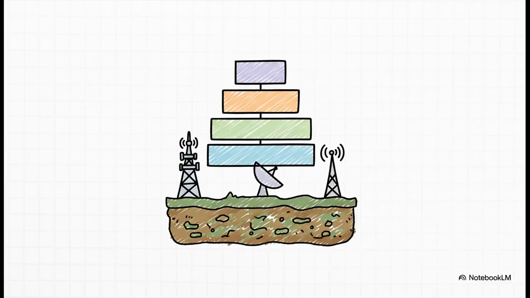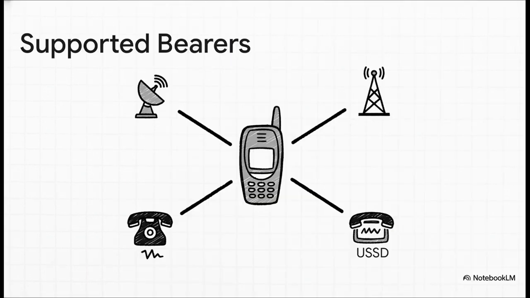And finally, we arrive at the very bottom. Layer 1, the bearers. Now, this isn't really a protocol, but the physical networks themselves. Because of that really clever WDP layer we just talked about, WAP could run on pretty much any mobile network technology that existed at the time. So whether it was GSM, which was popular in Europe, or CDMA in the US, or other systems, WAP was designed to be adaptable and just work across the board.